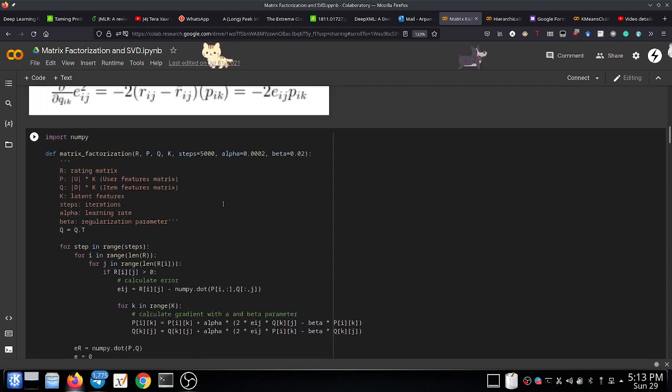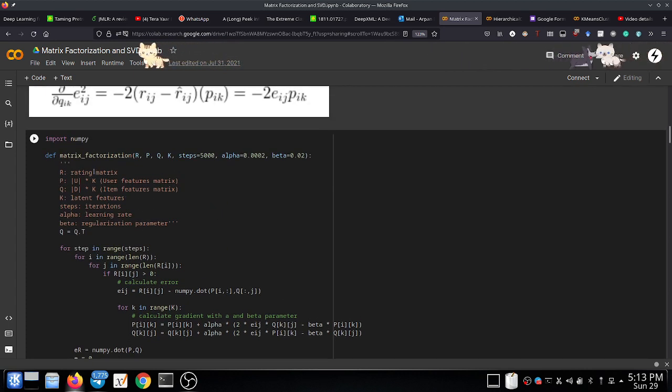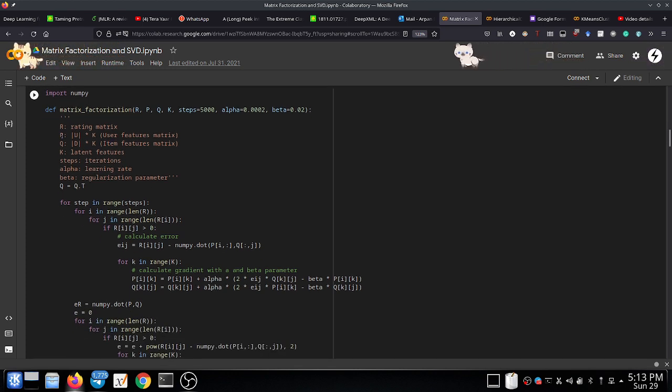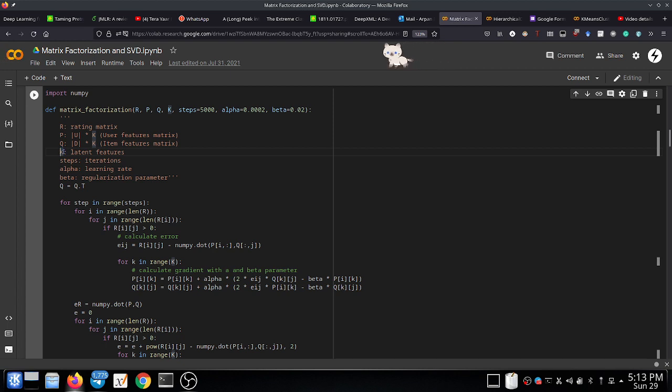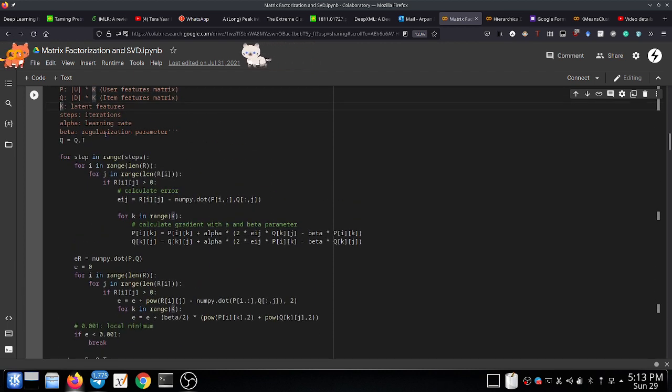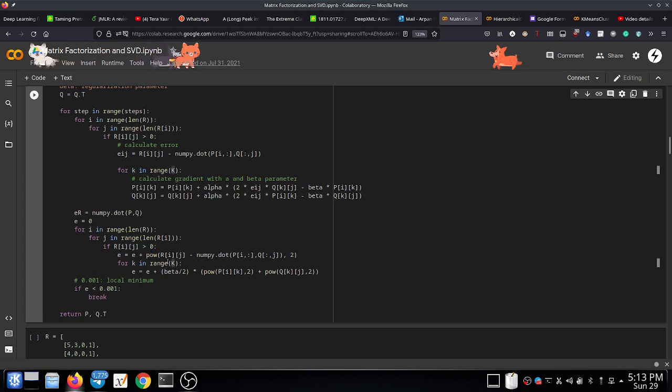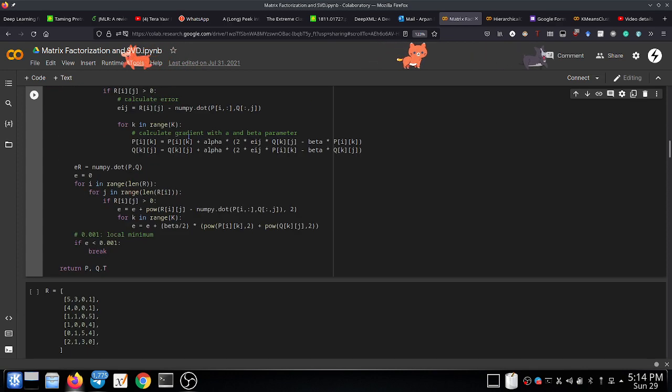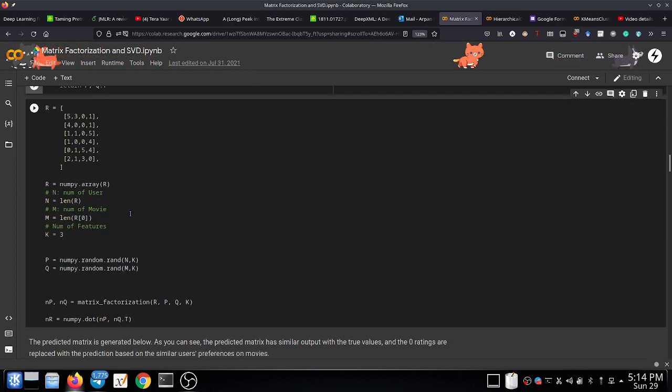So this is the code for matrix factorization. We are provided with the rating matrix, randomly initialized P and Q. K is the number of latent features we want, then the number of steps, alpha and beta, where alpha is the learning rate and beta is the regularization. Here we will basically calculate the error. We will perform this kind of gradient update, and if the error is less than a certain value, we will break, otherwise we continue. This happens for 5,000 iterations, and eventually we hope to converge.